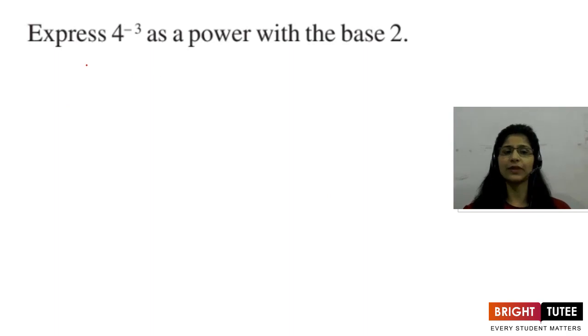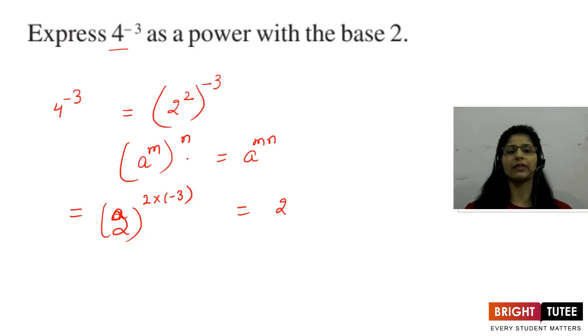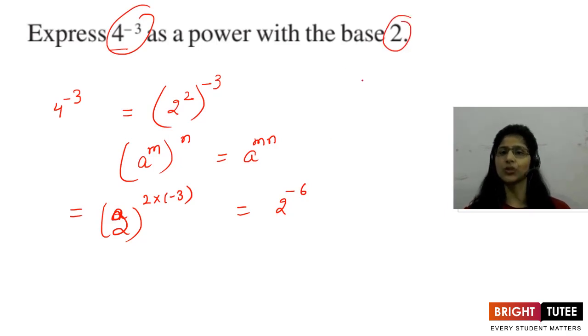Next part, we have to express 4 to the power -3 as a power with the base 2. Okay, so 4 to the power -3 we have. Now we have to make this as 2. 4 can be written as 2 to the power 2 and its power is -3. Now we know that if we have a to the power m, whose power is n, we write it as a to the power mn. So here a is what? 2. So we will write 2 to the power 2 into -3, that is 2 to the power -6. So we have expressed this as a power with base 2. Right? So base is now 2 instead of 4.